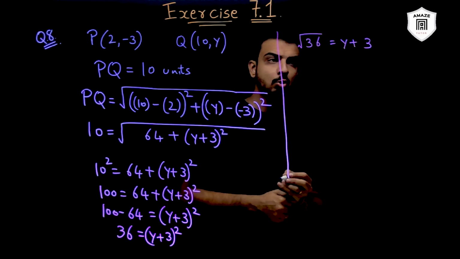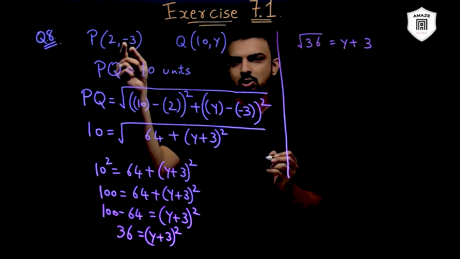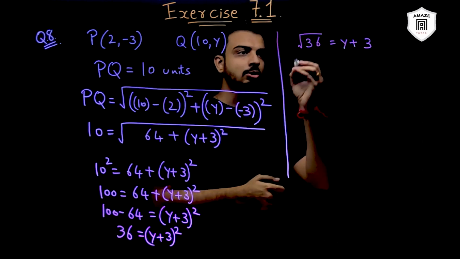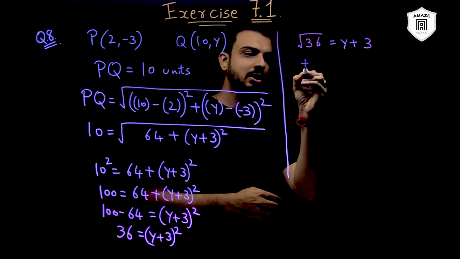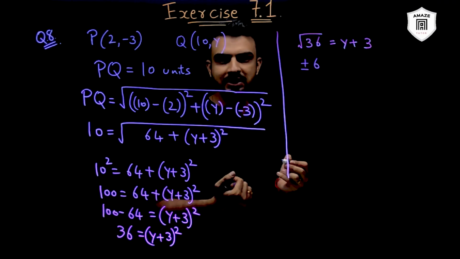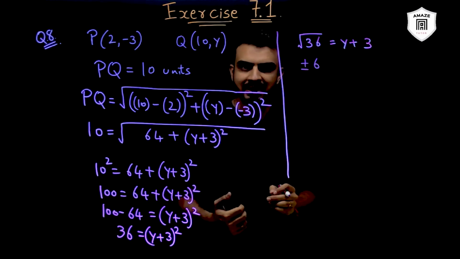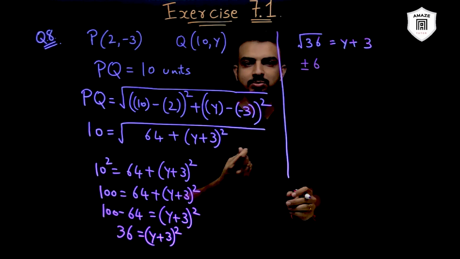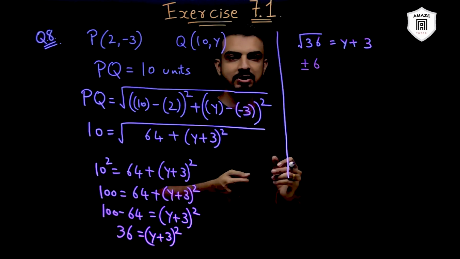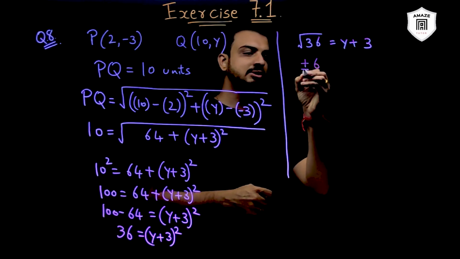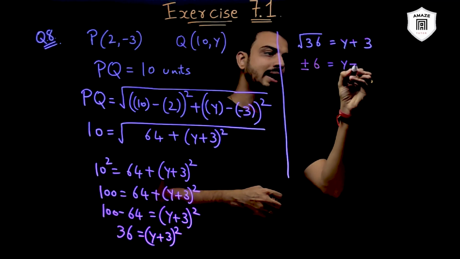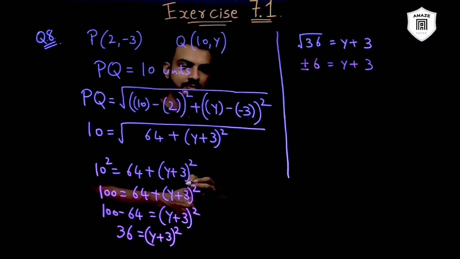Here we need to consider both the cases, because these are coordinates. Coordinates can be negative as well as positive, right? So square root of 36 is plus or minus 6. It can be plus 6 also, because the square of plus 6 is 36 and the square of minus 6 is also 36, because minus 6 into minus 6 is plus 36. So plus or minus 6 equals y plus 3.